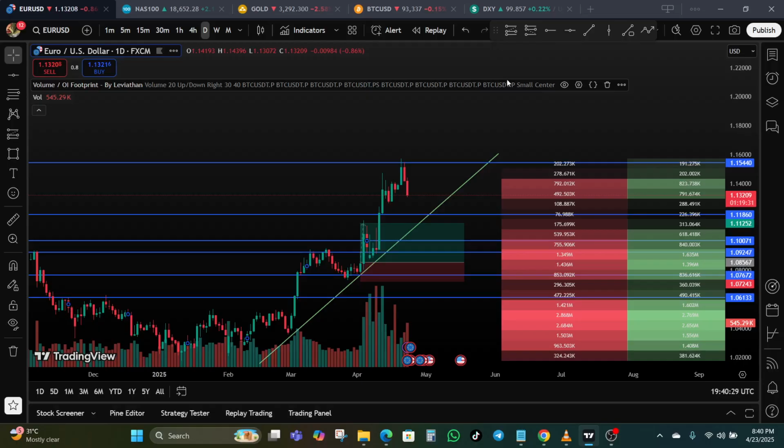So that's the volume open interest footprint indicator trading strategy, a high precision data driven method that puts you one step ahead.